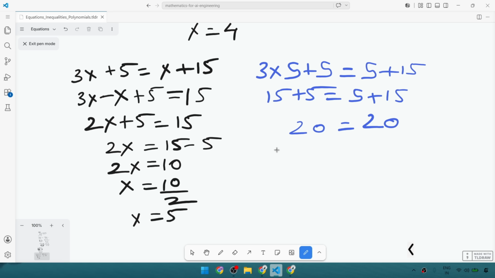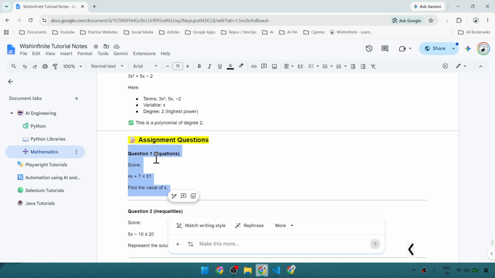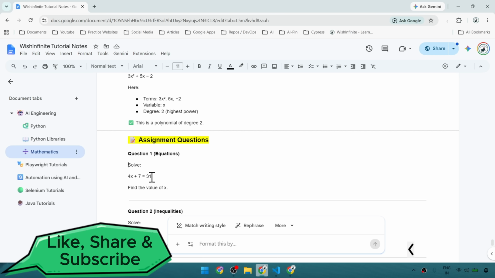And now we have seen multiple examples for equations. Here in the document in the assignment section, I have added one question for the equations where you need to solve this 4x plus 7 equals to 31. So now solve this particular equation, find the value of x and let me know into the comment section what is the output. If you are having any doubt also, just let me know into the comments.